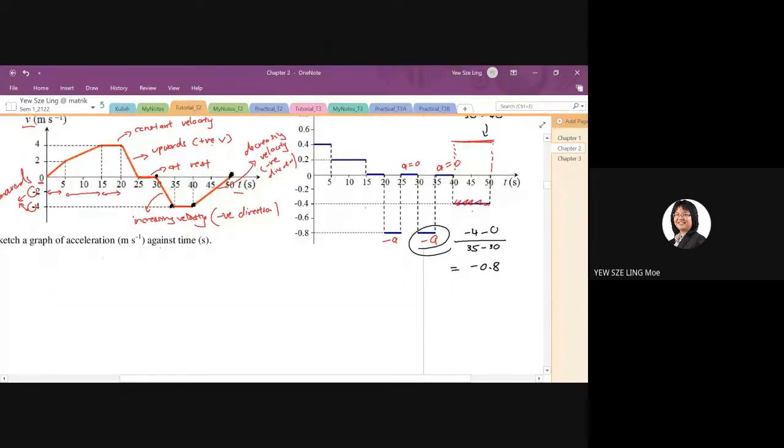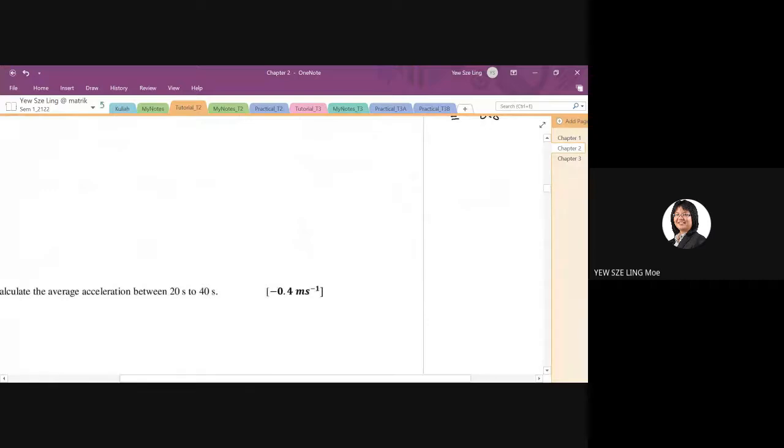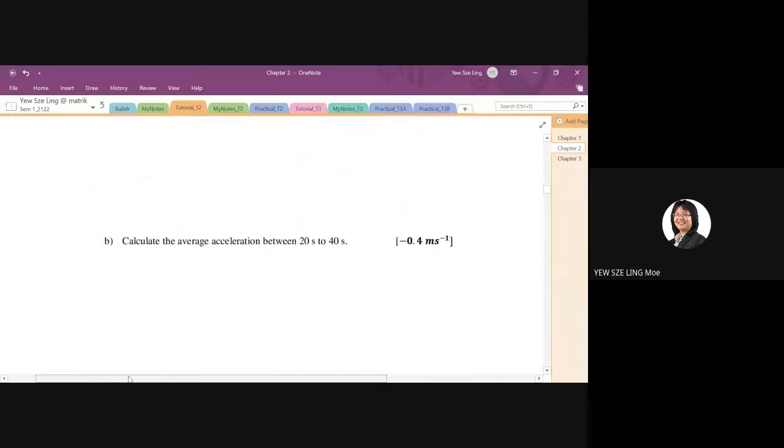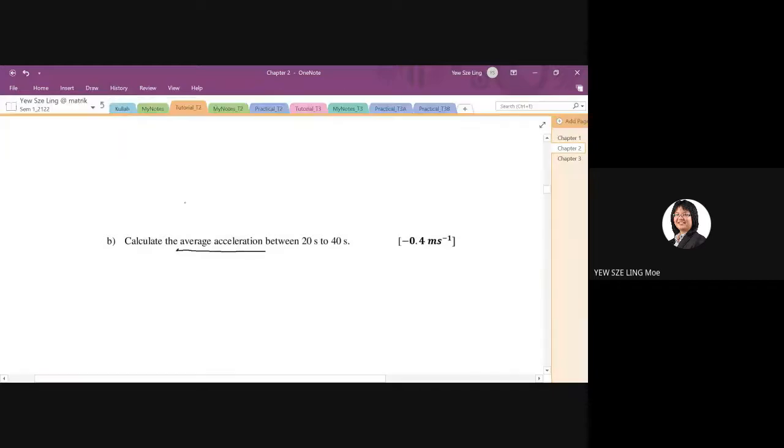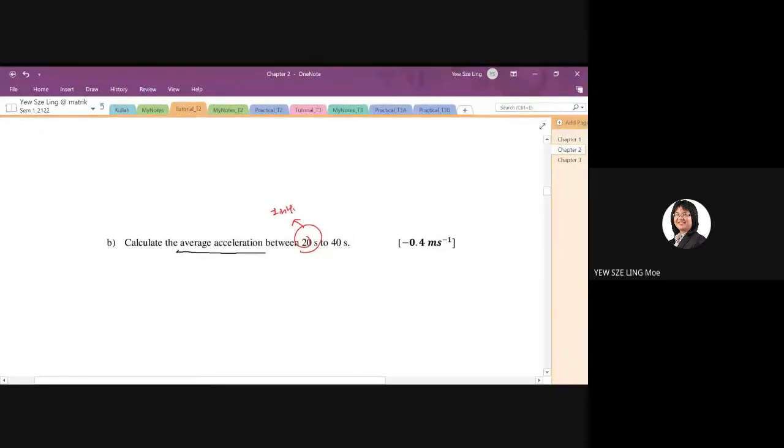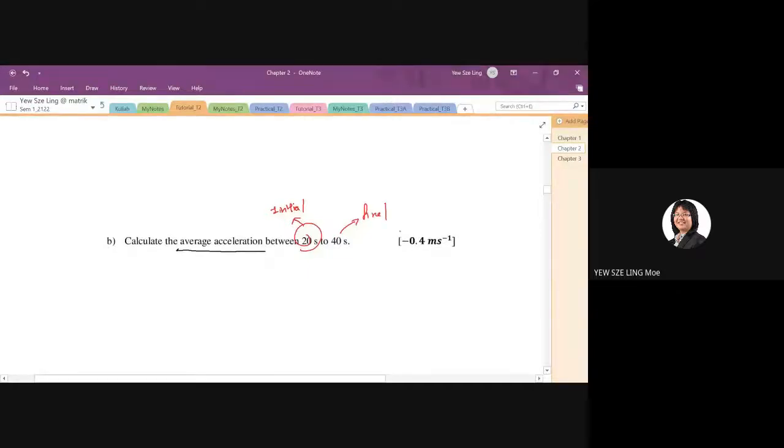Okay, so next, calculate the average acceleration. Now, when it mentions average, it's actually very simple. You just look at the initial and final. So this is your initial, and this is your final. So initial, what is the velocity, and final, what is the velocity?